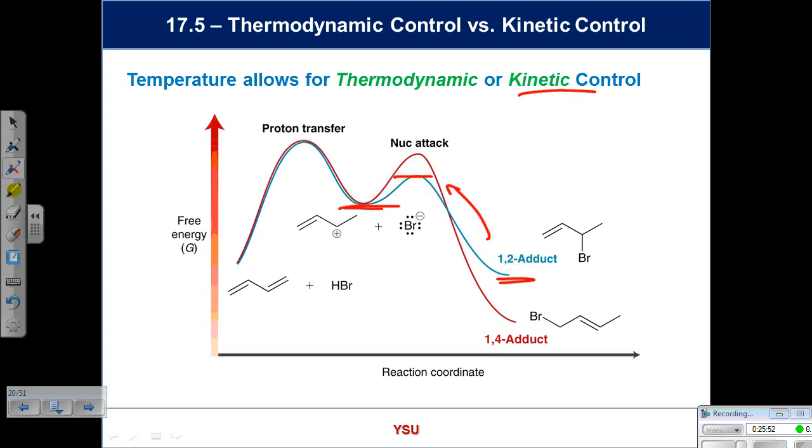So yes, to answer your question, of course, even at higher temperatures, they'll go to the 1,2. But now they have the opportunity to go backwards. And if they're at higher temperature, we have enough energy to get over this barrier. So more molecules go over that barrier. And then you end up down here, which is the much better product, the 1,4 adduct, which is thermodynamically favored because it's more stable, because it's more highly substituted. Now, at equilibrium, you're going to get some of this, and you're going to get some of this, but you're going to get more of this because it's more stable. That's the whole point of equilibrium, right?